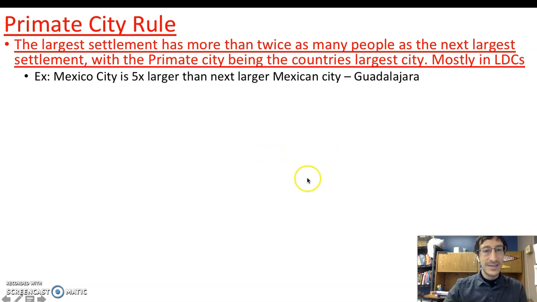So within the idea of Mexico City, okay, it is 5 times larger than the next one. Guadalajara is about 4 million, I think, is what it comes down to. I think Mexico City is about 20 million. I could be wrong on that. It could be 15 million. I don't remember off the top of my head, but it's way larger than Guadalajara, which is number 2.